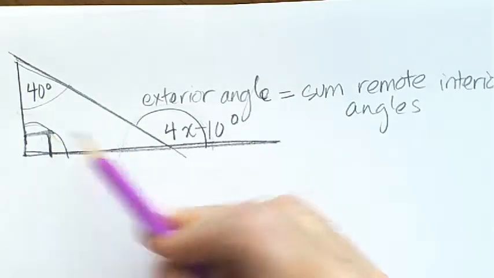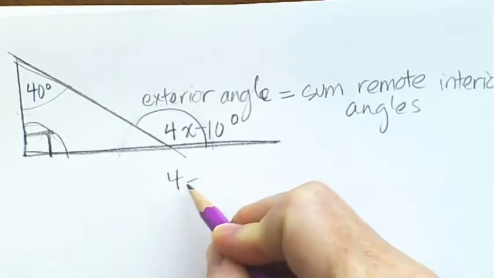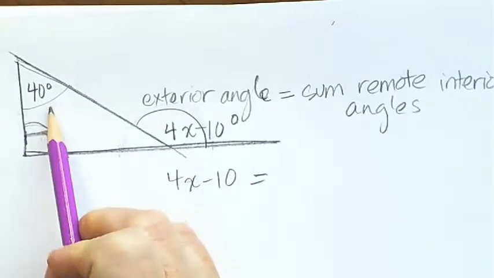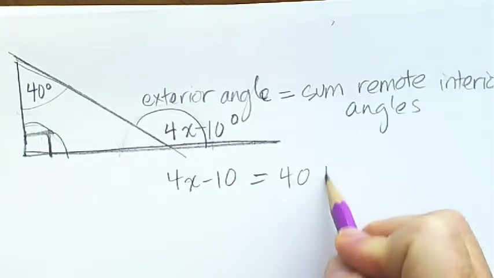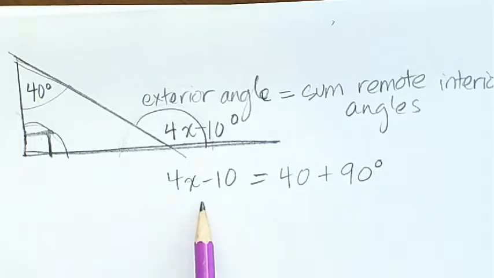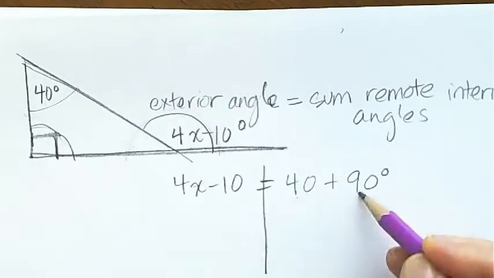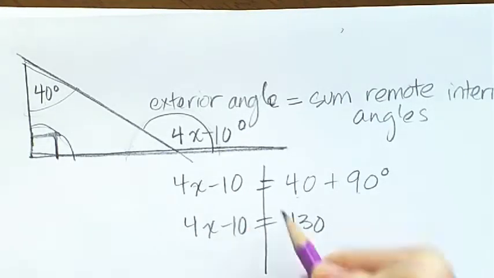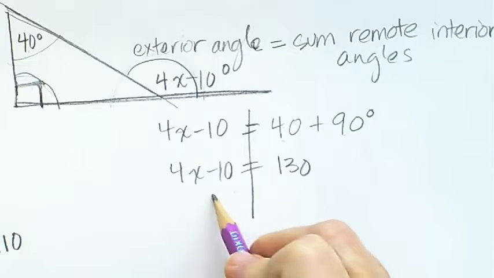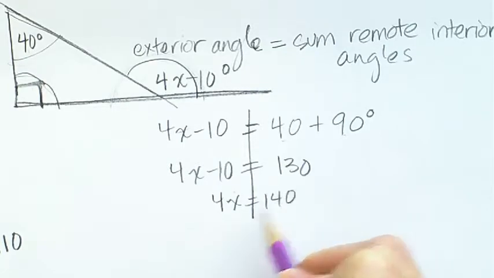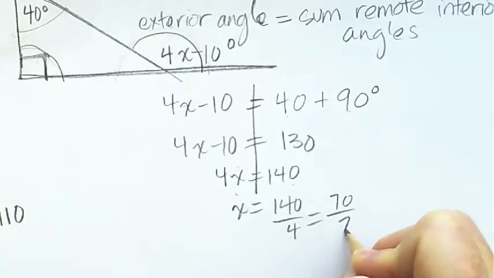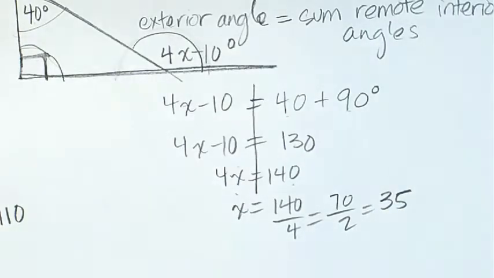So I'm going to say that 4x minus 10, whoops, my exterior angle is equal to 40 plus 90, the sum of these two angles together. So that's going to give me, let's go ahead and combine like terms, 130 equals 4x minus 10. Add 10 to both sides. Divide both sides by 4. And that would reduce to 70 over 2, to 35.